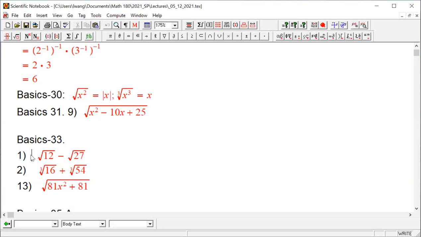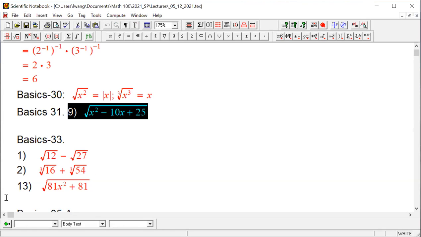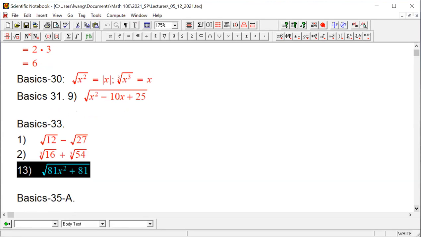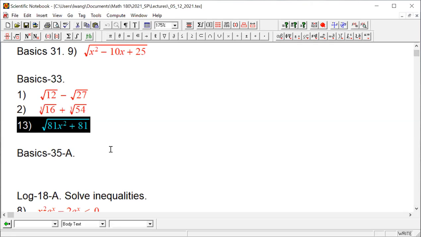And number 13 hasn't been done yet, right? Number 13 hasn't been done yet. So we have number 9, number 13. I want to see your work on these two before we head to 35A.